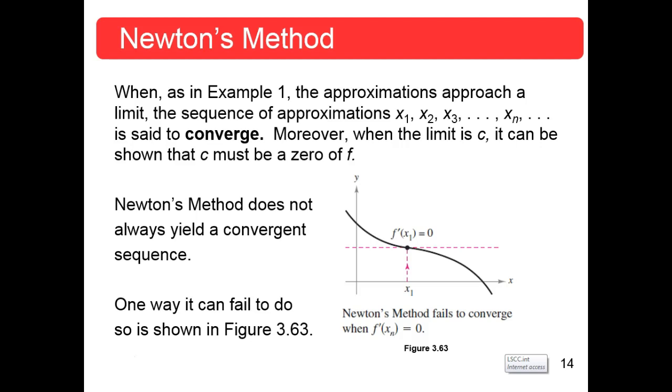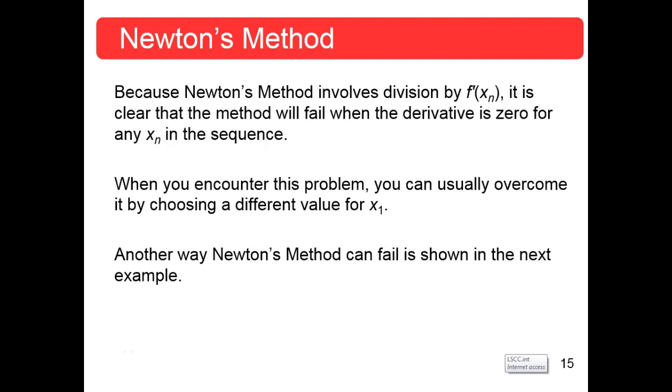We're talking about Newton's method. We've just done a couple of examples with this. And it says one way it can fail to do so is shown here in this figure. We already talked about that. All right, we're top of page 231. This is chapter 3, Applications of Differentiation, 3.8, Newton's method. Page 231, we're getting ready to go to example 3. Oh wait, well, not quite yet.